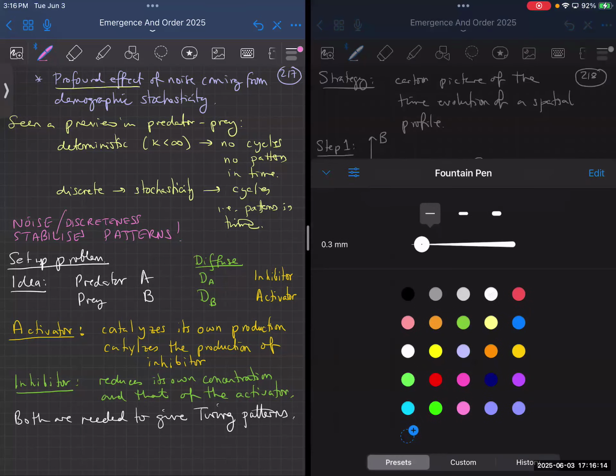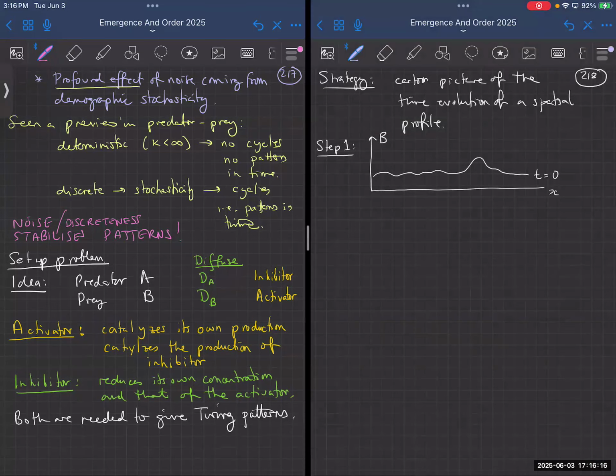So what's going to happen at later times? At a later time, the local region where B is higher is going to grow faster because there's more of the activator there. So this thing is going to look something like this, but this region is going to have grown particularly more like that. So this is what I would expect for t greater than 0.